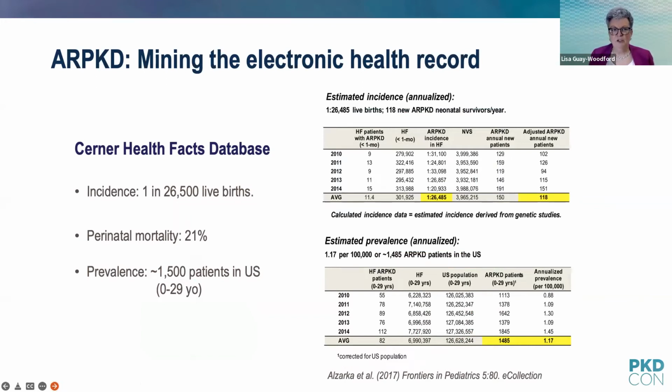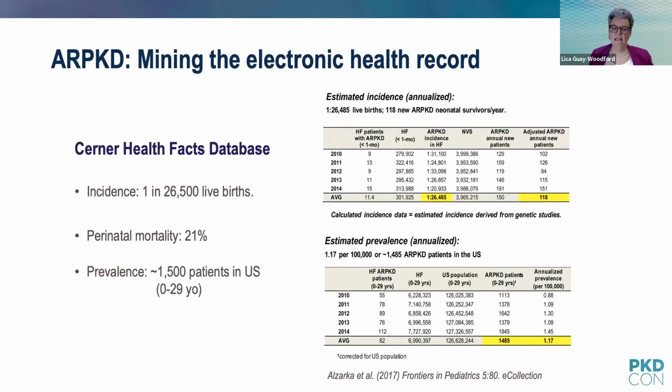In the last couple of years, we've done a study trying to ask the question, how common is ARPKD? Using the electronic health record, we were able to determine the incidence, that is how many babies with ARPKD are born in the United States per year: about 1 in 26,000 live births, which translates into about 120 new babies a year with ARPKD.